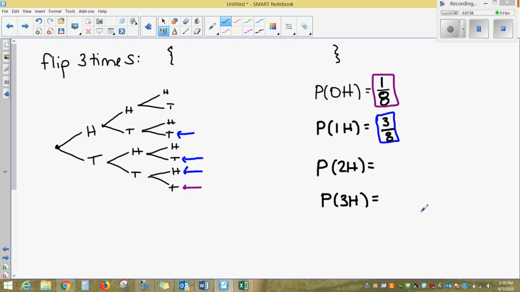So go ahead and continue this thought and pause the video here in a moment and count up and find the probability that we'd flip 2 heads. That means exactly 2 heads and 1 tail. And then find the probability that we would get 3 heads. And when you unpause the video, the answers are going to be there, so don't turn it back on until you're ready to see the answer.